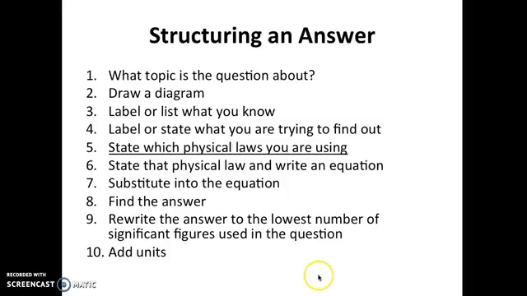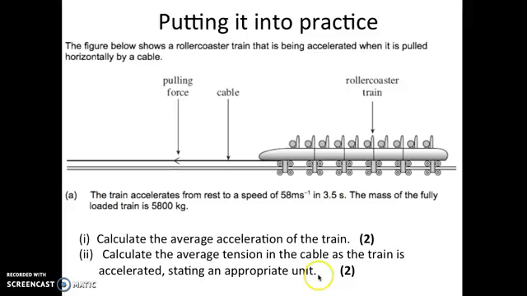You then either need to label or list what you know. For example, list the forces that they've given you. And state also what you're trying to find out. If you know the symbols or the words for what you've got and what you need, you will be able to work out what equation to use. You can then substitute everything into your equation, find your answer, check you've got your significant figures correct, and add your units. I would strongly recommend writing down these 10 points to check that you have done and that you can actually use them. Here's a quick question.